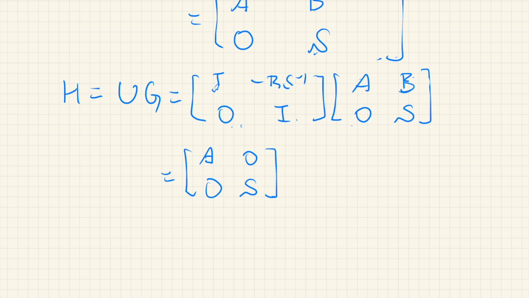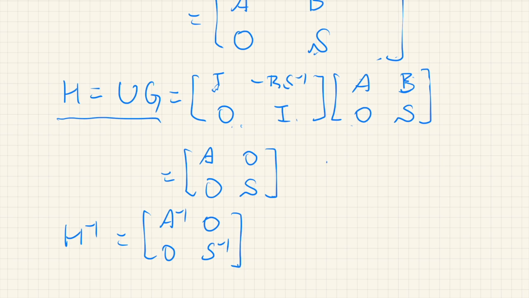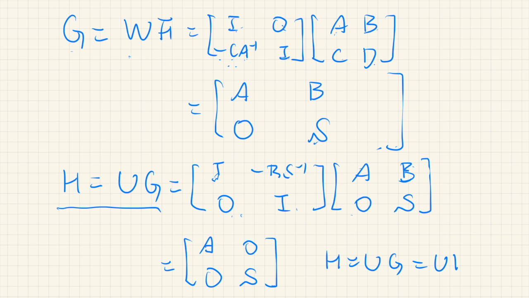And what's nice about a block diagonal matrix is that it can be inverted very easily. So H inverse is just inverses of the block diagonal elements. So A inverse and S inverse. So that's it. On the other hand, by the definition of H, so H is UG, but G is equal to WF.